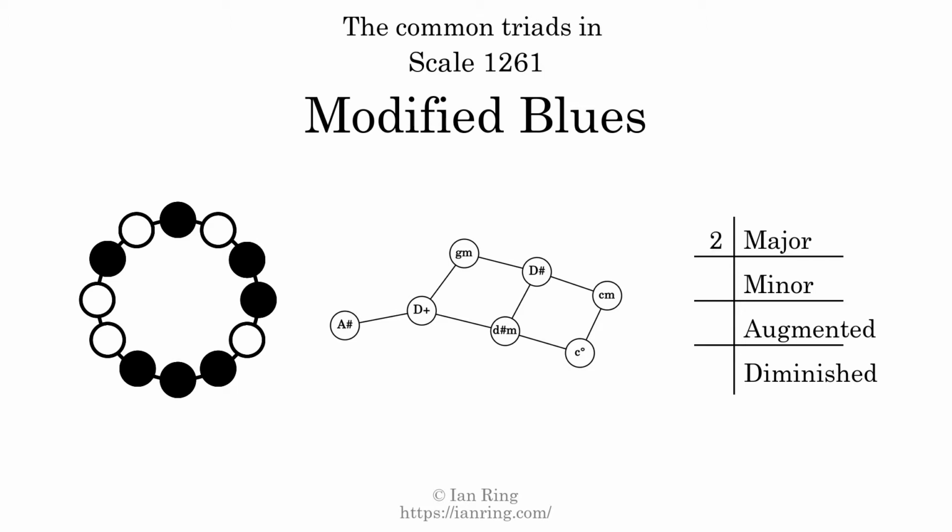There are 2 major triads. There are 3 minor triads. There is 1 augmented triad. There is 1 diminished triad. Here is a Hamiltonian path of parsimonious voice leading that uses all the triads.